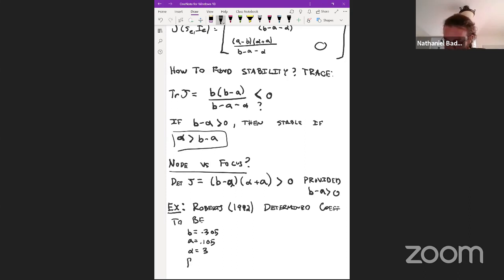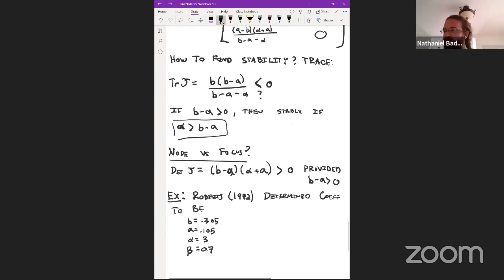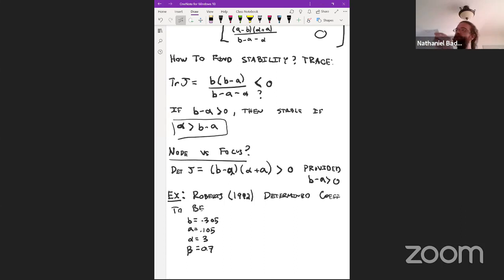And beta, the infection rate, to be about 0.7. And I'll show you a picture of what this looks like in just a second. So importantly, what this means is that they found that the eigenvalue is the square root of delta over 2, where delta here is our trace squared minus 4 times the determinant.